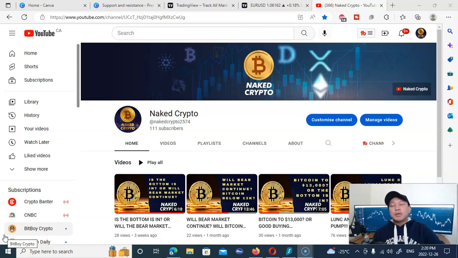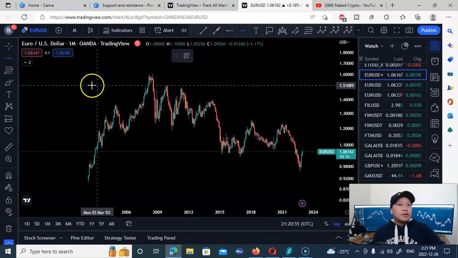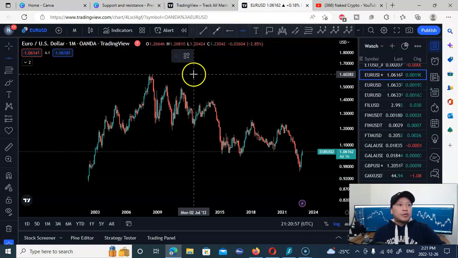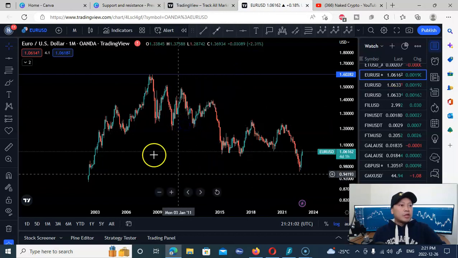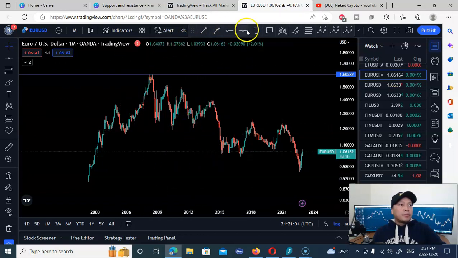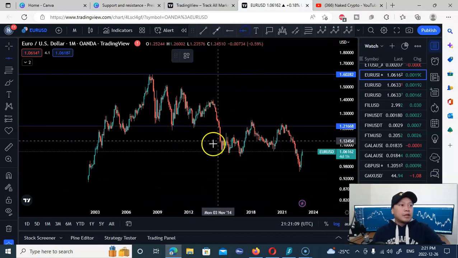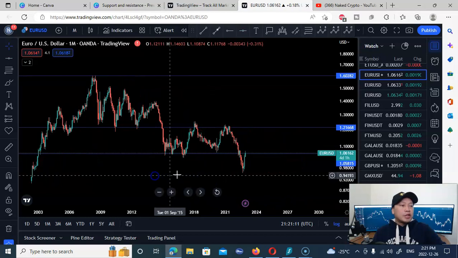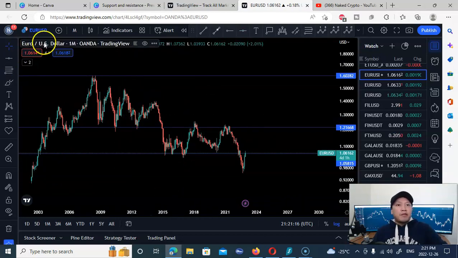And today's video, this would be part 2 of support and resistance. Last video, on the monthly chart, that's what we do, we select which one has the most touches. So this would be on the monthly, and these are the most touches right now. Now the question is, how about on the lower time frames?